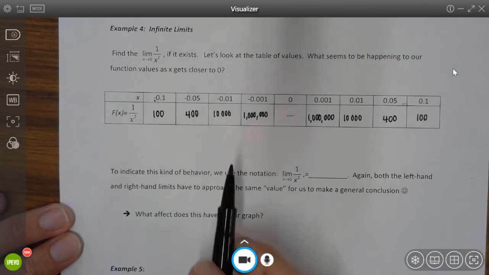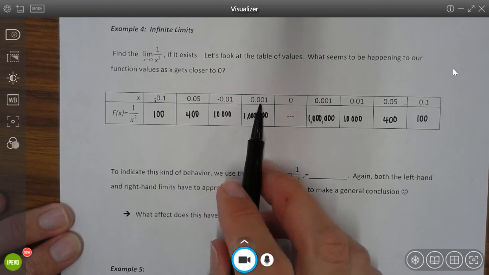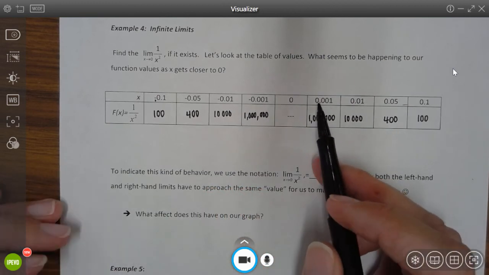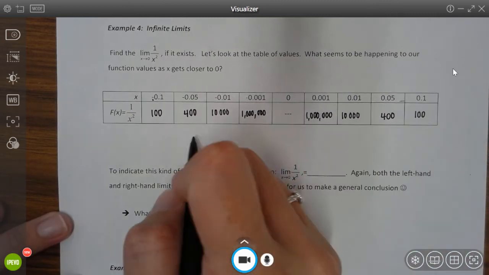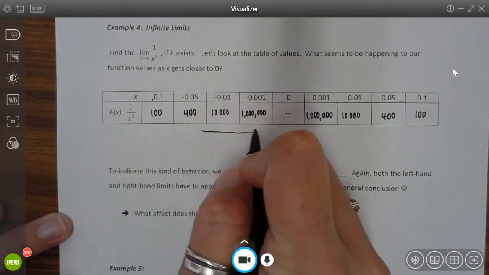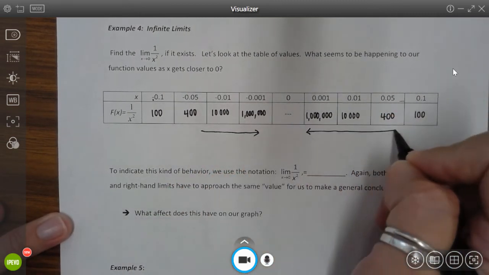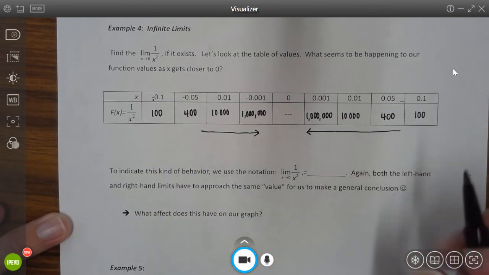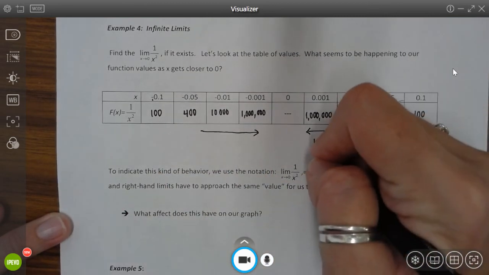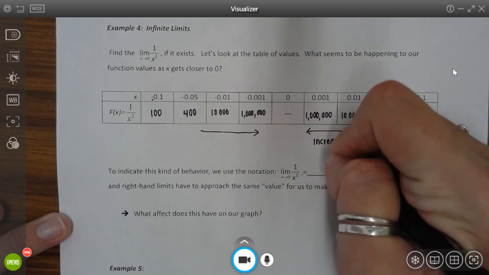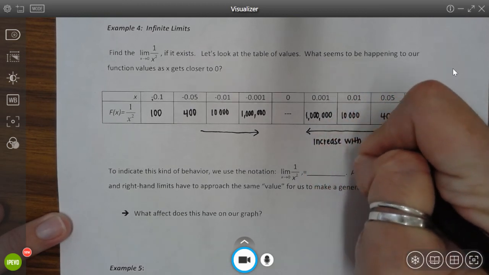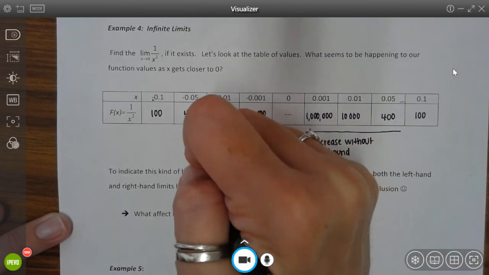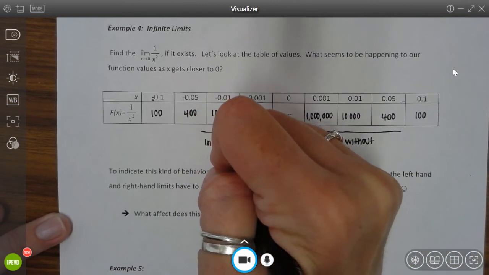So what would happen if I were to make these x values even smaller? Like negative 0.000001 or 0.000001. You'll notice that these values are going to continually increase. They're going to continuously get larger and larger and larger as these numbers get smaller and smaller and smaller. So what we can say is these actually increase without bound. And then the same thing for the other side. These are actually going to continue to increase without bound.